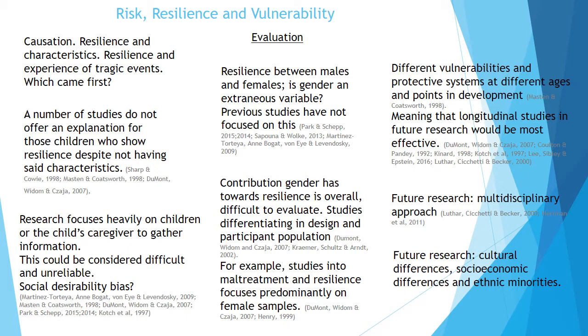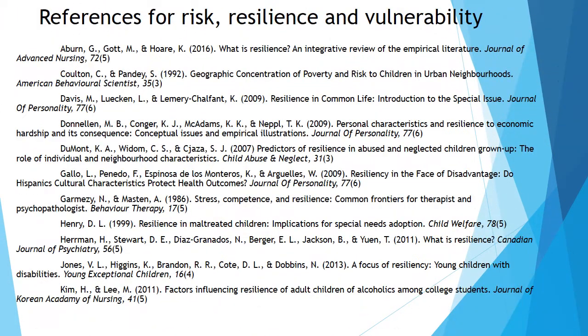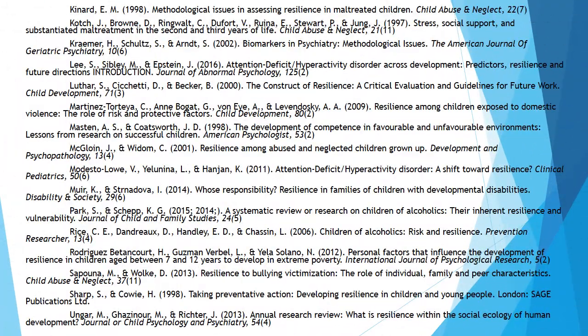Another point for future research was that it needs to investigate cultural differences, socio-economic differences and ethnic minorities in relation to the risk factors and the development of resilience, and how this can be a factor in an individual's vulnerability to abnormal development. These are the references for the risk, resilience and vulnerability, and I'm Danielle Salkeld.